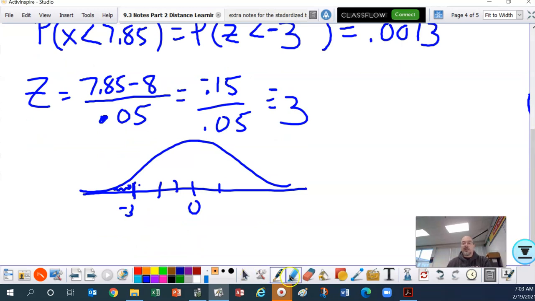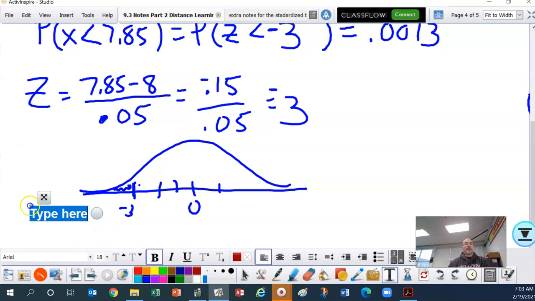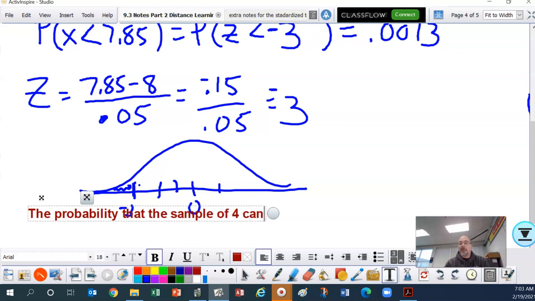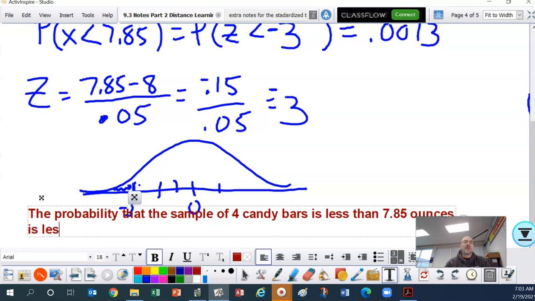Okay, let me move this down so I can type down here. All right, so again, using the problem, ladies and gentlemen, the probability that the sample of 4 candy bars is less than 7.85 ounces is less than 1%. It is very unlikely to happen.